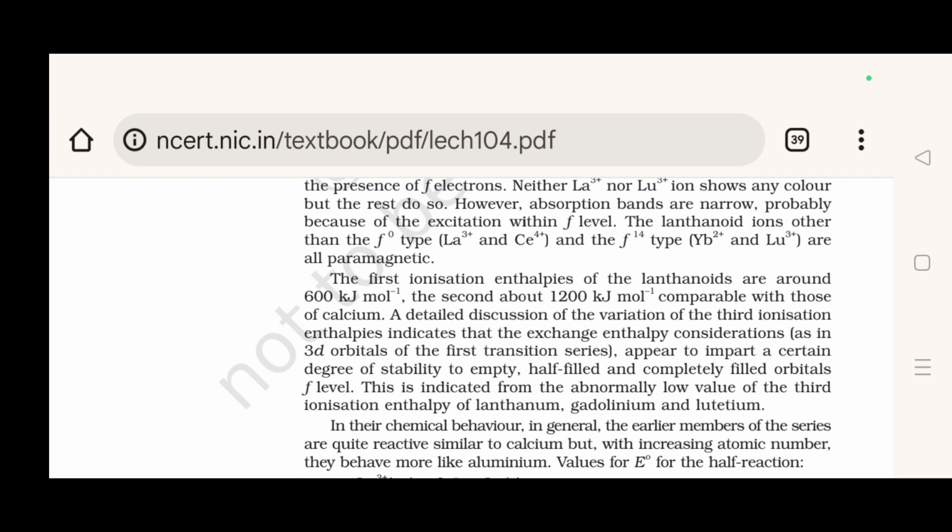A detailed discussion of the variation of the third ionization enthalpies indicates that the exchange enthalpy consideration appears to impart a certain degree of stability to empty, half-filled and completely filled f orbital levels. This is indicated from the abnormally low value of the third ionization enthalpy of lanthanum, gadolinium and lutetium.